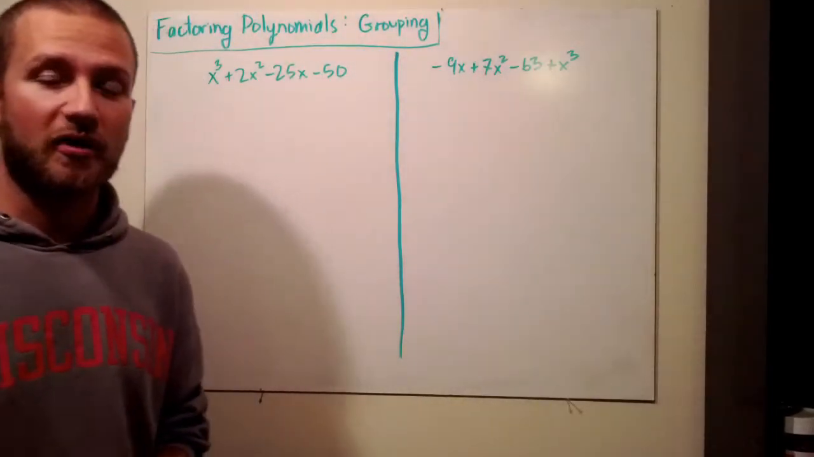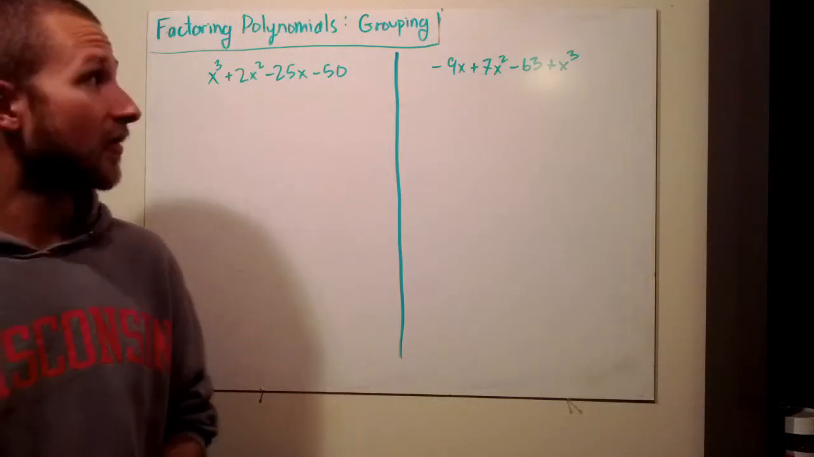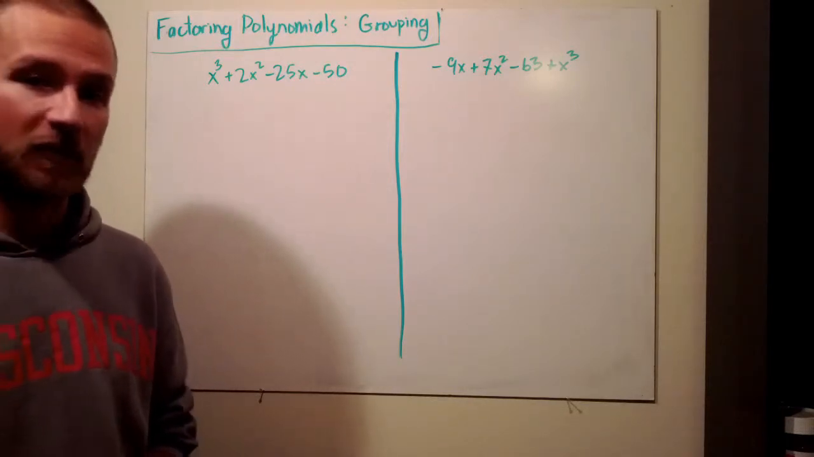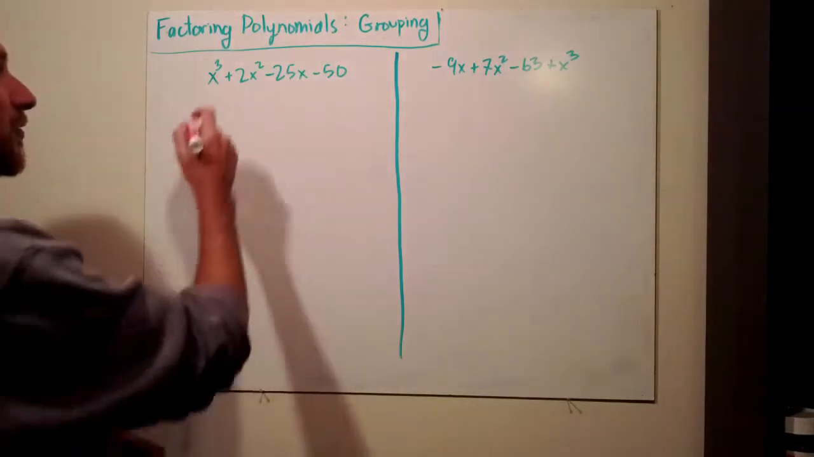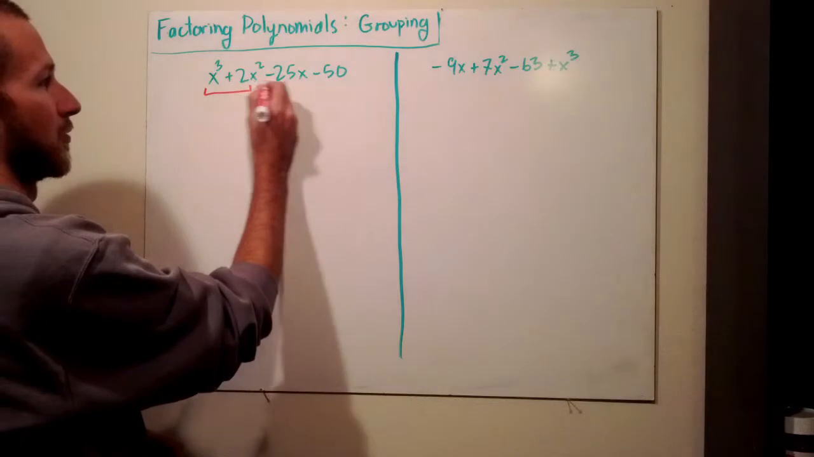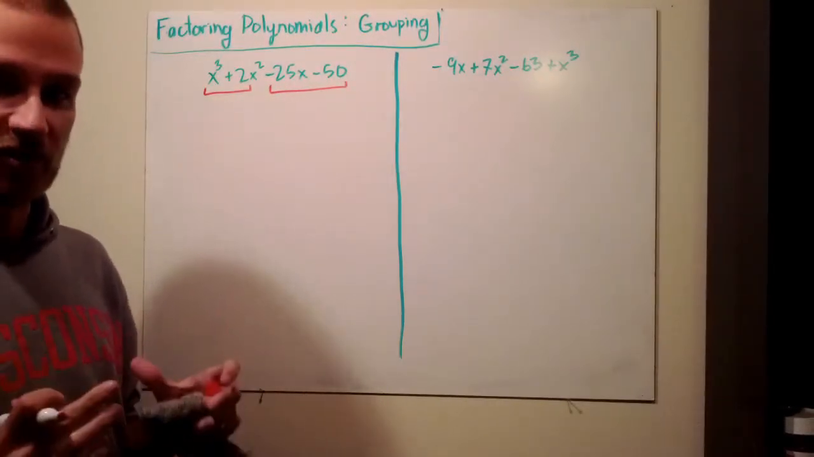In this video, we're going to talk about how to factor polynomials. This will be one of our three methods we talk about. We call this one grouping, because the very first step in it is just grouping. I'm going to take the first two terms and the last two terms. I'm going to write those terms in parentheses.